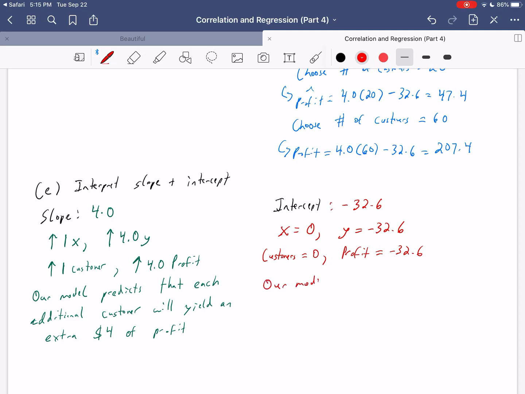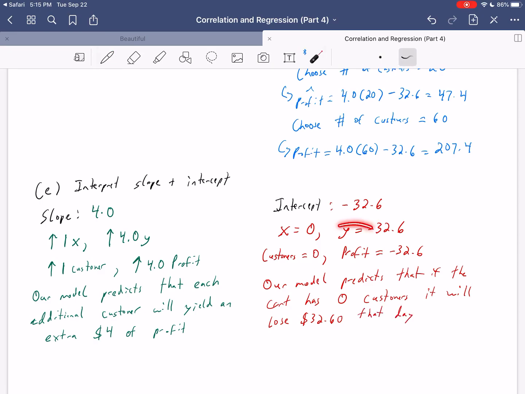So we would say our model predicts that if the cart has 0 customers, it will lose $32.60 that day. So, in other words, this basically tells us if nobody shows up to this cart or this truck, they expect to lose about $32.60 that day. Again, notice that that makes sense because having 0 customers is possible. Right? Again, there's going to be situations where we won't talk about the intercept because it doesn't make sense, but this is a situation where the explanatory could be 0. Having 0 customers is certainly possible, so we were able to write an interpretation for that.